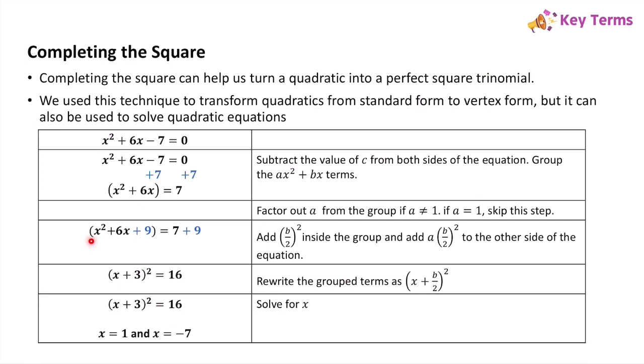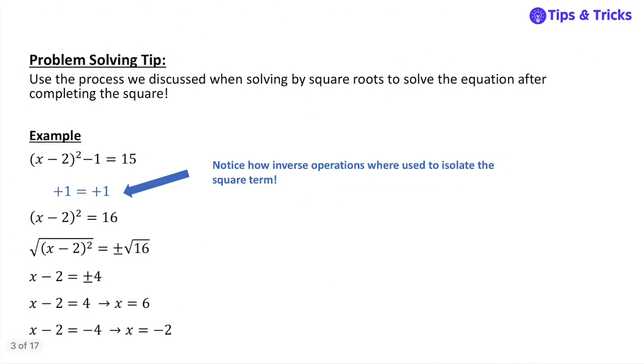Now we've turned the left side into a perfect square trinomial. This is actually equal to x plus 3 squared, and on the right side we have 7 plus 9, which is 16. Remember we talked about solving this kind of equation in the video on solving by square roots. We use all of those steps to solve this equation, which gives us the two solutions: x equals 1 and x equals negative 7. So remember, use the process we discussed when solving by square roots to solve the equation after completing the square.